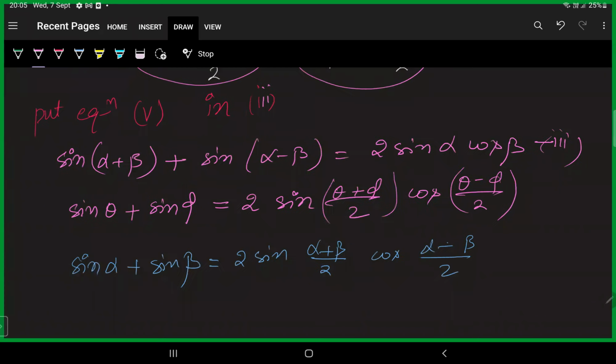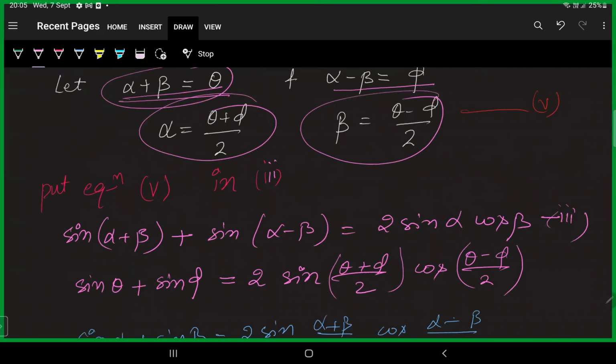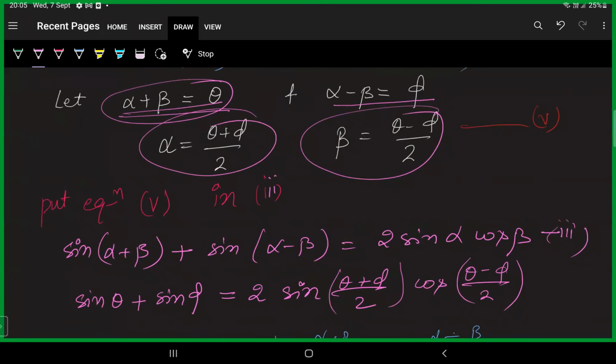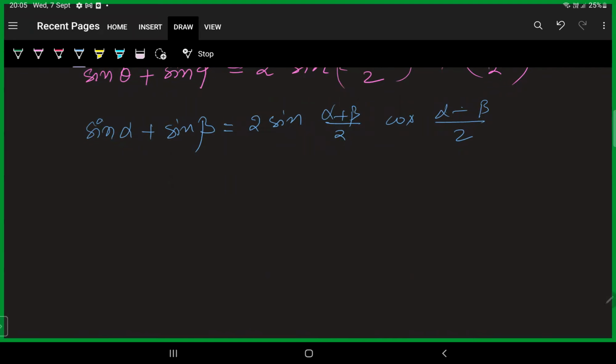I'm just saying it. So it's just a dummy variable. If the values of alpha and beta are not fixed, you can use anything. Like you can even write it here, let me write something: sine x plus sine y will be equal to 2 sine x plus y upon 2 cos x minus y upon 2. You got it, Nidhi, where you were wrong.